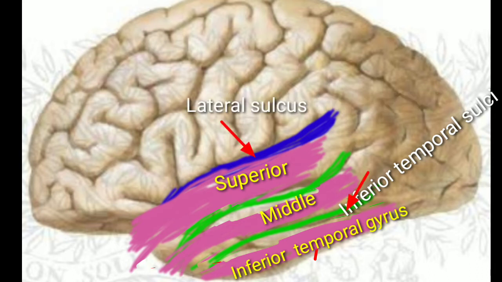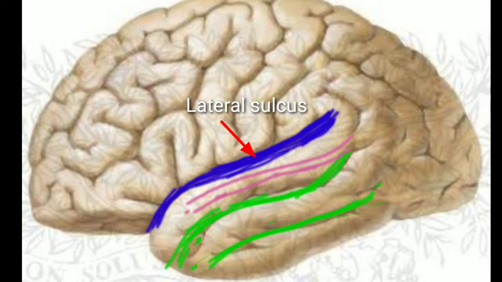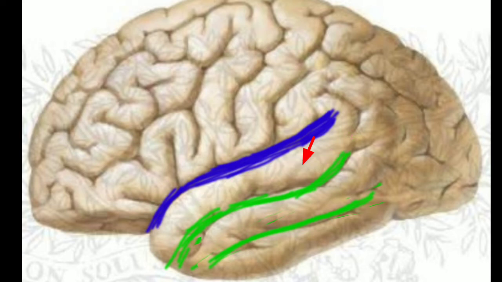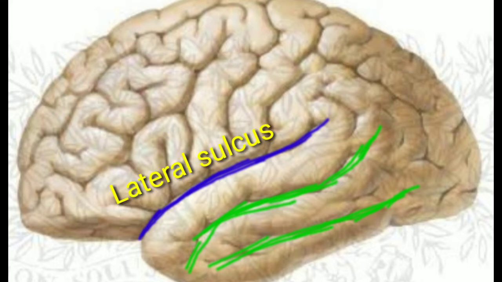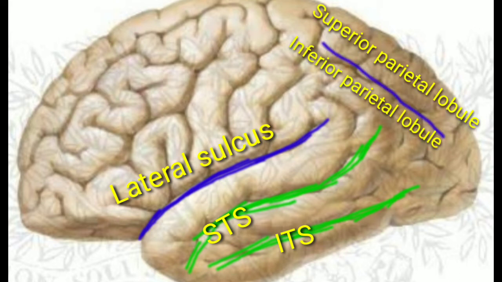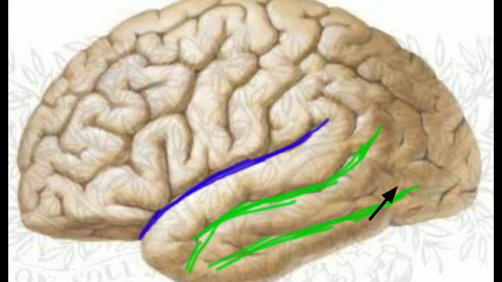The superior surface of the superior temporal gyrus presents two transverse temporal gyri. The anterior transverse temporal gyrus, also called Heschl's gyrus, forms the primary auditory area of the cortex. The upturned ends of posterior ramus of lateral sulcus, superior and inferior temporal sulcus, extend into the inferior parietal lobule and divide into three parts: supramarginal gyrus, angular gyrus, and arcus temporo-occipitalis.